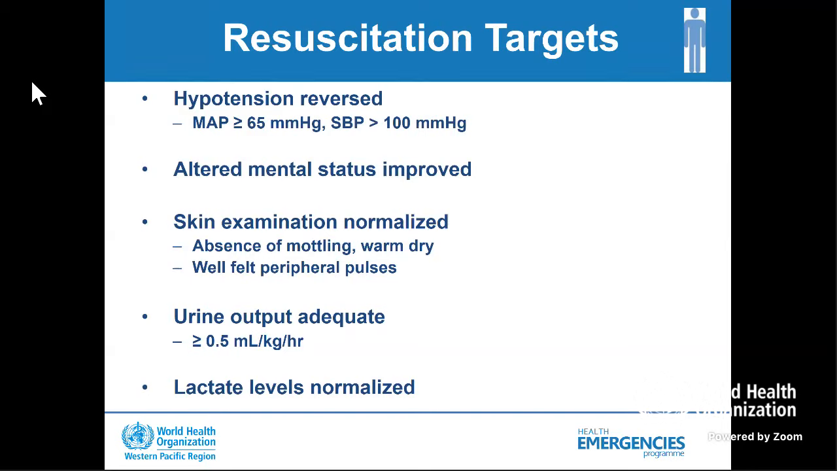Urine output, you're looking for greater than or equal to 0.5 milliliters per kilogram per hour. So for the average size adult, this comes out to about 30 cc's an hour. And then last, you're looking for lactate clearance or normalization if the initial one was elevated. So these are our 5 resuscitation targets based off of clinical trials.